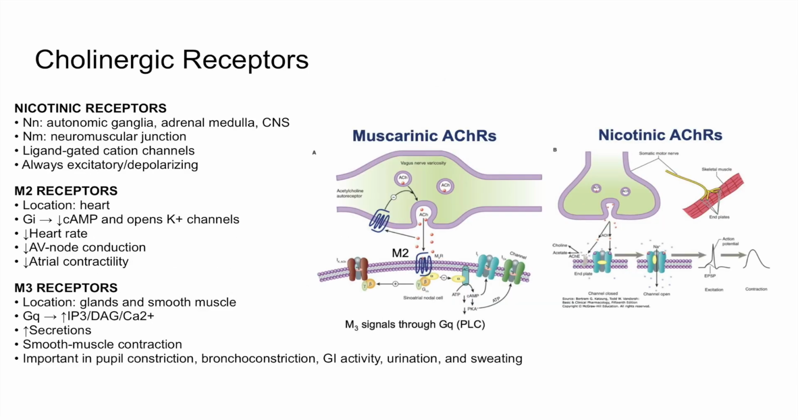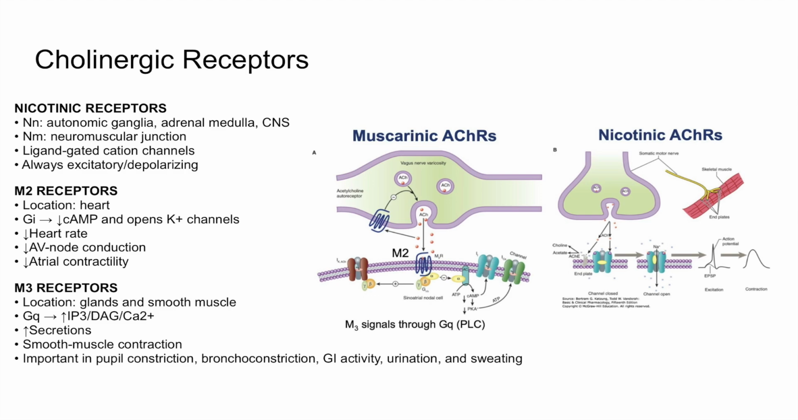All right, so cholinergic receptors are divided into nicotinic and muscarinic families. Nicotinic receptors are ligand-gated cation channels and therefore act rapidly. NN receptors are located in autonomic ganglia, the adrenal medulla, and parts of the central nervous system. NM receptors are located at the skeletal muscle neuromuscular junction, and both produce depolarization.